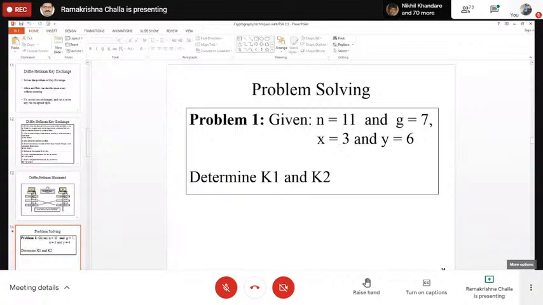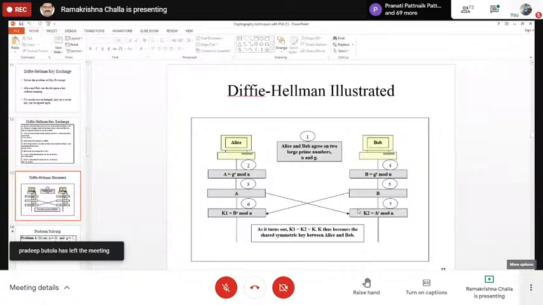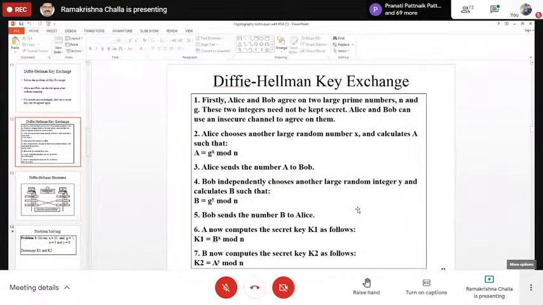And X is the secret key of Alice, that is 3. This is also supposed to be very large, but I have taken a very small one. And Y is the secret key of Bob, that is 6. So N is 11, G is 7, X is 3, Y is 6. You have to determine K1 and K2. So if you have written down these values, I'll put up the algorithm. Please let me know. First you tell me the value of A, the value of B, then you tell me the value of K1 and K2. Hope the question is clear to you. If any doubt, please let me know.